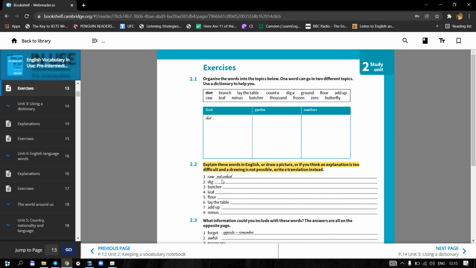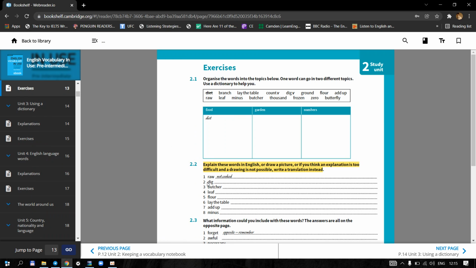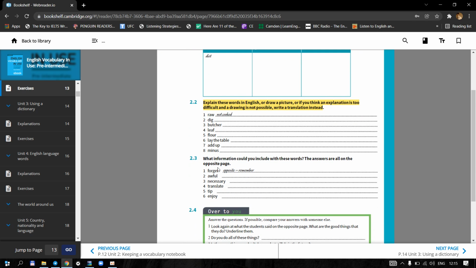What if you cannot do that as well? Then just write translation or check out here definition. Raw, for example, or let's say butcher here is someone who sells meat in a shop. So you see, not that difficult. Here you just need to write some information, and you can all find it from the opposite page. For example, if you remember, we were given the synonym of awful, dreadful in the opposite page.